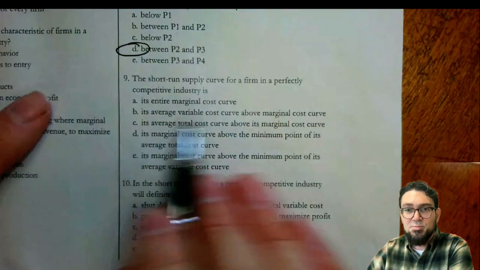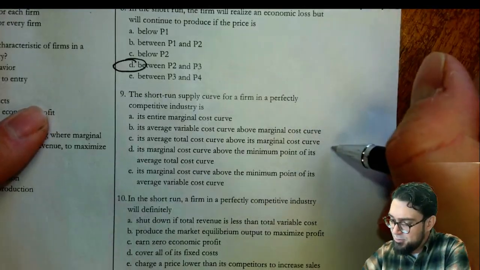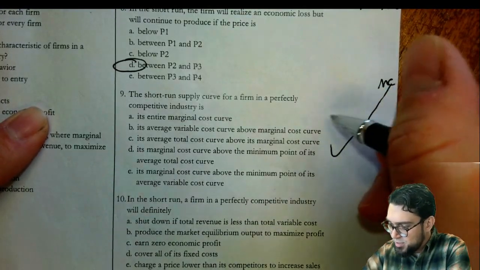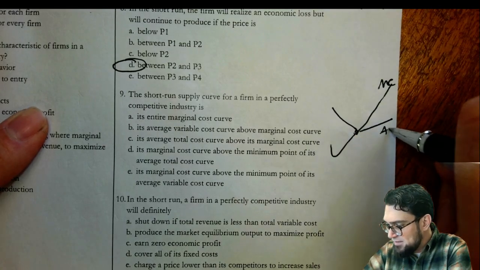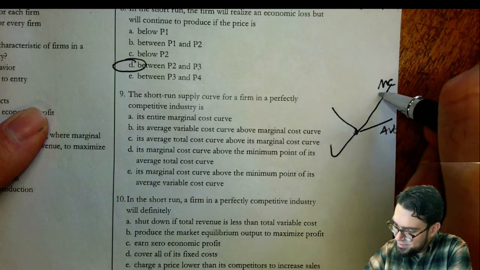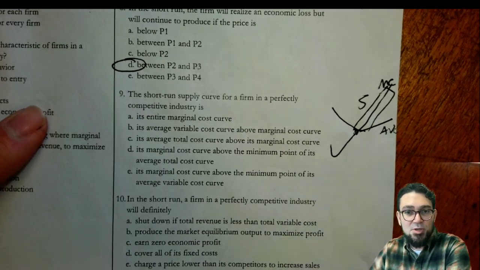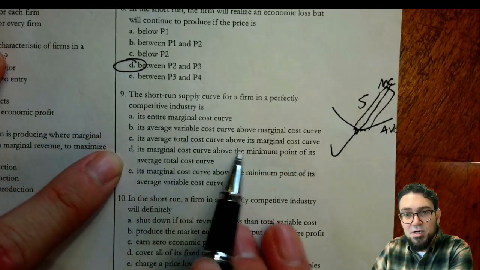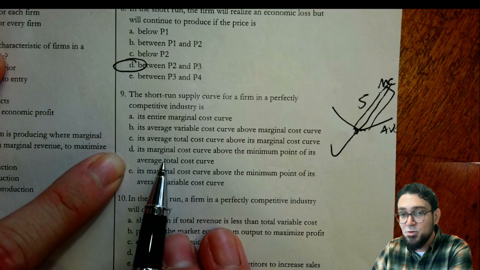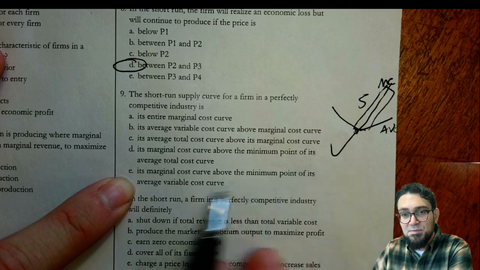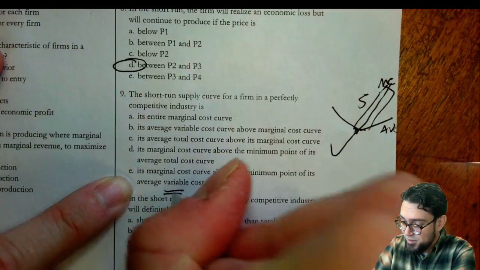Number 9, the short run supply curve for a firm in a perfectly competitive industry is equal to, it's not the whole marginal cost, it's the part above the AVC. So it's this range, right? This range is the supply curve. Because we know the firm's going to shut down below the AVC. So its marginal cost curve above the minimum point of its average total cost? No. Its marginal cost curve above the minimum point of its average variable cost curve.